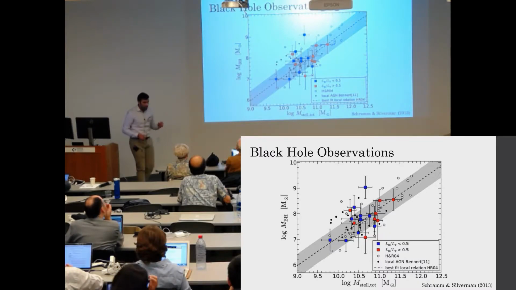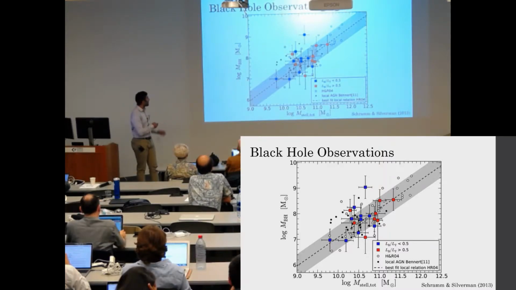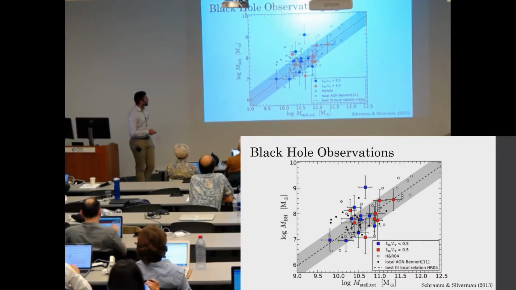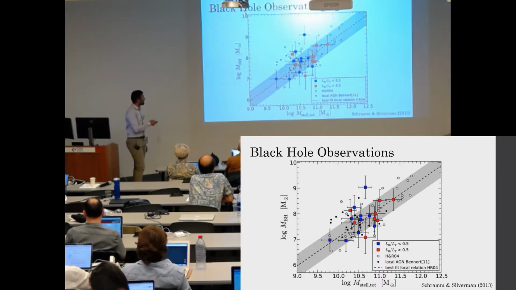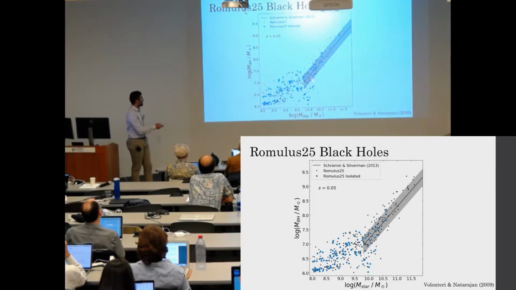Moving on to actual observations of black holes, I'm going to be showing this relation quite a bit. What I have plotted here is the black hole mass versus stellar mass relation from Schramm and Silverman 2013. Notice that the data points go down to something like 10 to the 9.8 solar masses. When I recreate this plot using our data, Romulus is unique in that our black holes can be seeded in dwarf galaxies down to masses lower than 10 to the 8, but I only have plotted here down to 10 to the 8 solar masses.